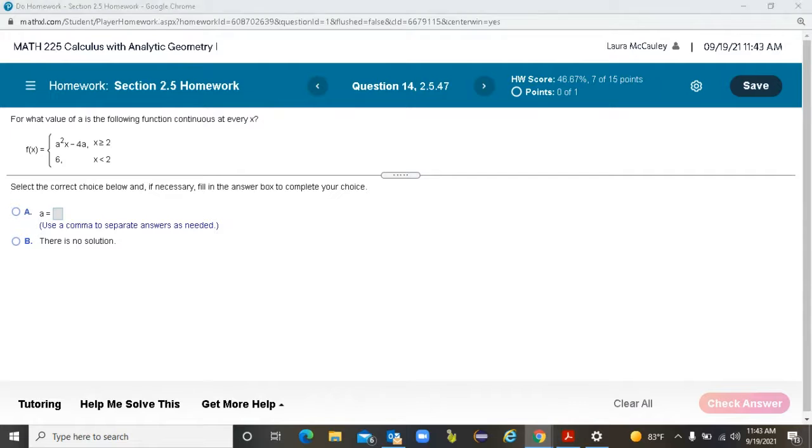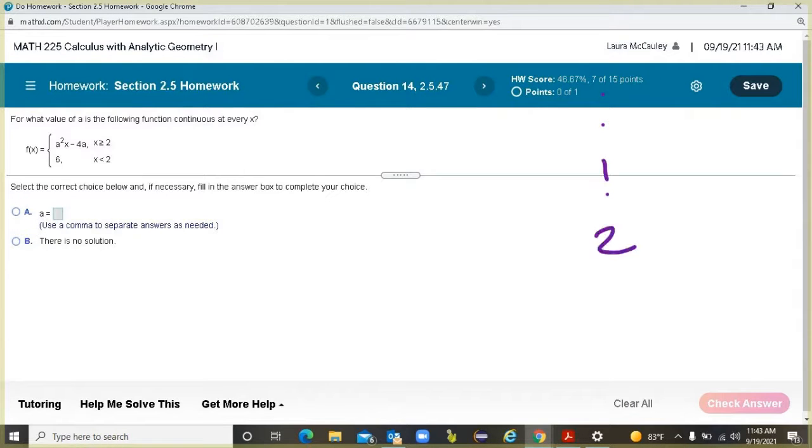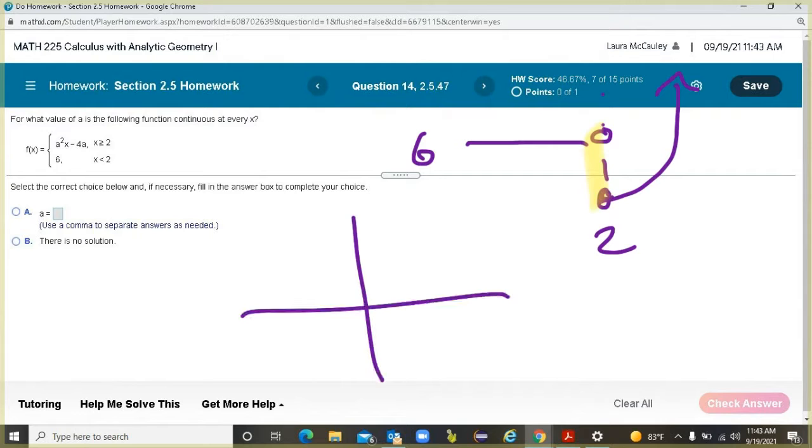What we've got to do here is make sure there's not a jump discontinuity. So wherever 2 is on the graph, I'm not going to graph the whole thing, and we can't graph it because we don't have a yet. It looks like to the left of 2, we're at 6, so it's just a horizontal line at 6. To the right of it, we've got a parabola. So what we want to do is make sure that the parabola is not down there, in which case we would have a jump discontinuity.